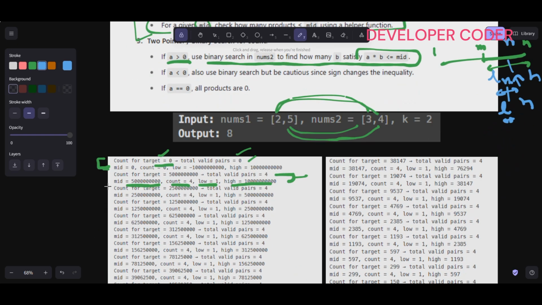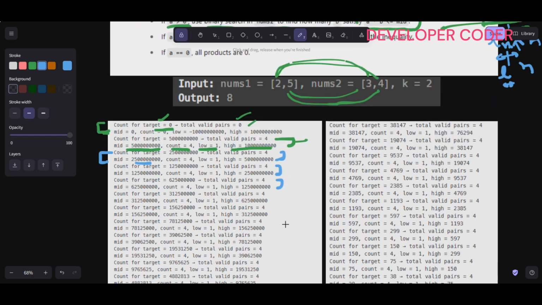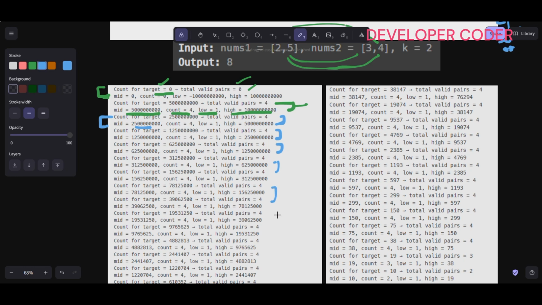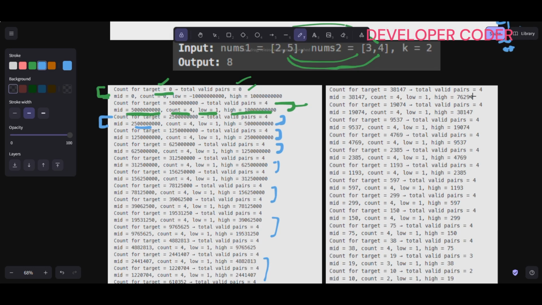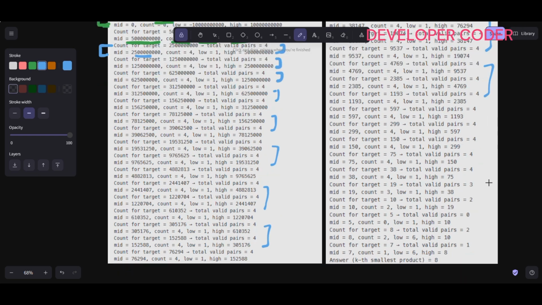Now again for this mid I'm going to check, so again my answer is going to lie here. Next time if you see, now see this part. Low is this and high I'm setting it to this, and mid I'm going to get this. Again my answer is possible. So step by step I'm doing the same thing, again and again. Every time I will see my answer is possible, everywhere answer is possible.